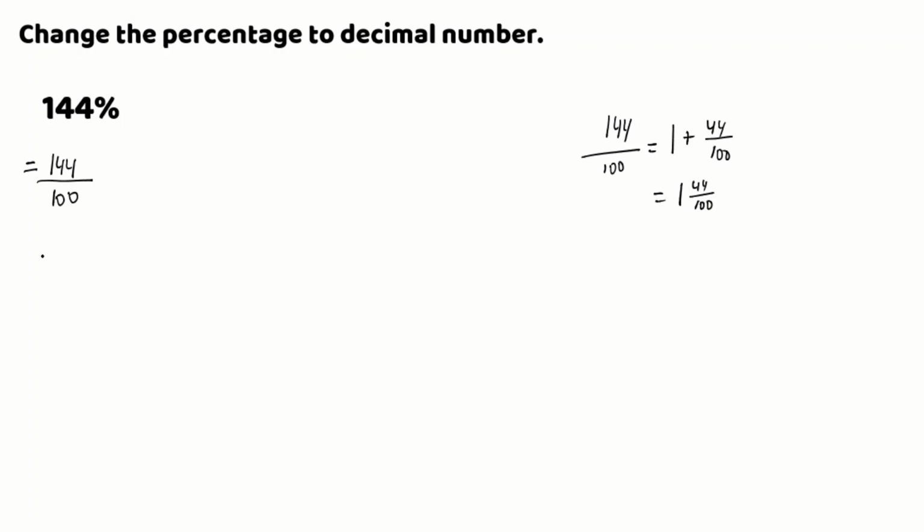Now that we have our improper fraction changed into a mixed number, we're now going to change its fractional part, which is 44 100ths, into a decimal number. And to change this into a decimal number, you can take two approaches. One, you can decide to reduce the fraction further and then perform your division, or you can perform your division between 44 and 100 without going into reducing your fractions.